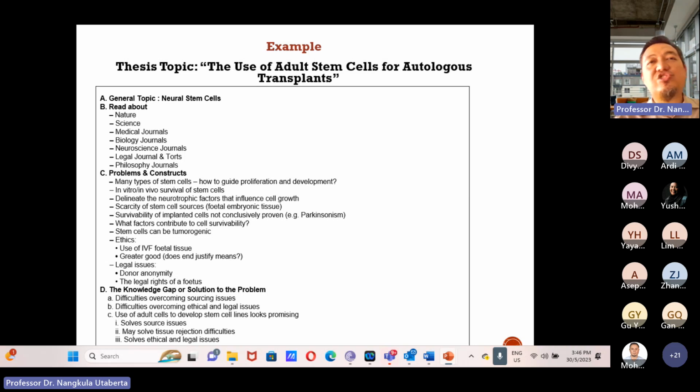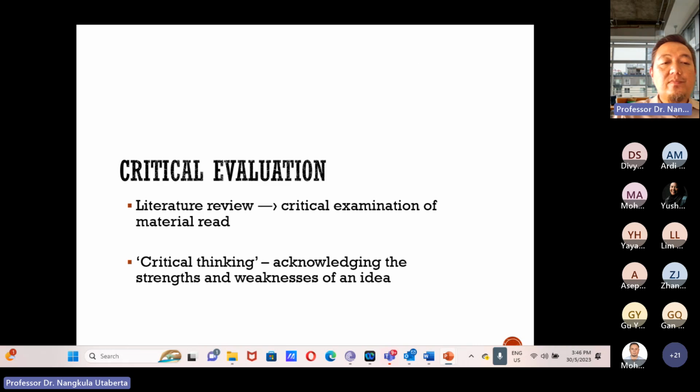For example, if you did construction management, what are the issues? What are the topics? You have to note down everything: problem, constraint, construct. So you have to see from a lot of perspectives. From the previous lecture, I said, what are the sources of the problem that you can identify?